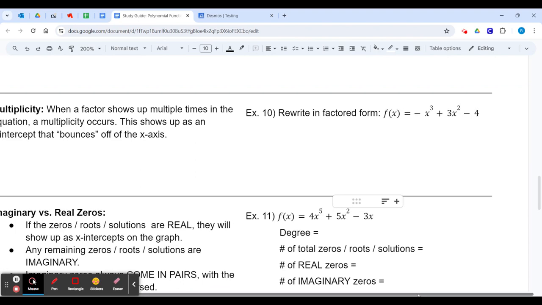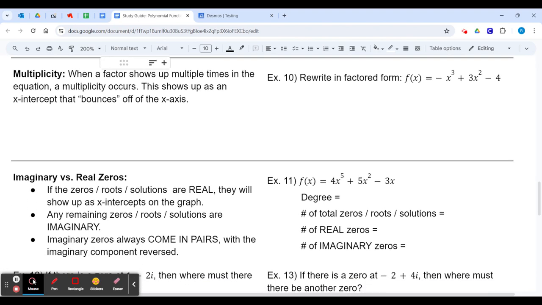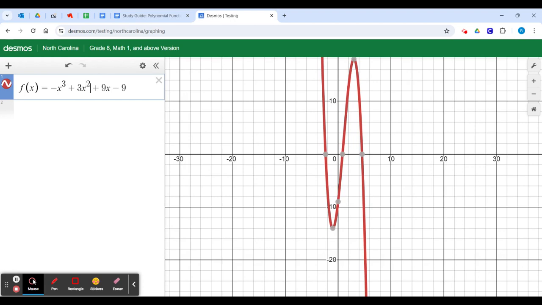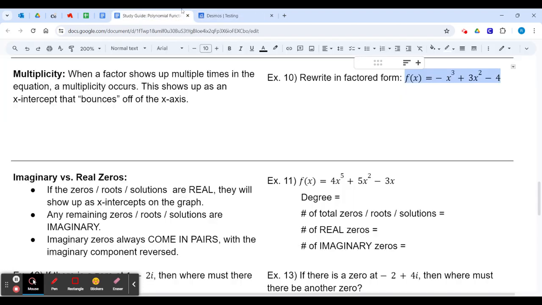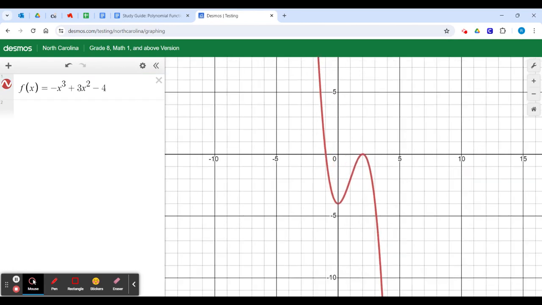All right, the other thing we got to look out for is multiplicity. This I set up in a separate section because I really wanted to point it out. When a factor shows up multiple times in the equation, it's called a multiplicity. This shows up as us bouncing off the x-axis. So if I write this example 10 problem in here, we got negative x to the third power plus 3x squared, and that last thing is a minus 4. You'll notice that, hey, we should have 3 zeros because I have a degree of 3. However, I only have a 0 at -1 and 2.